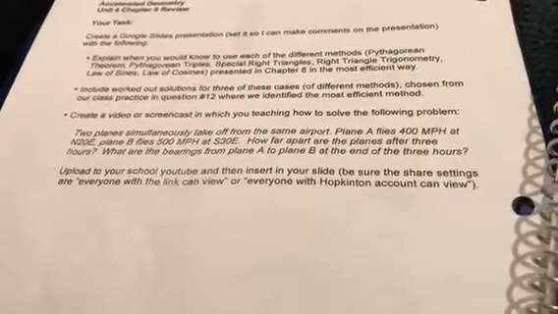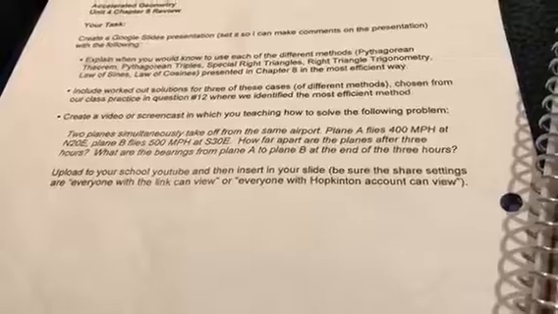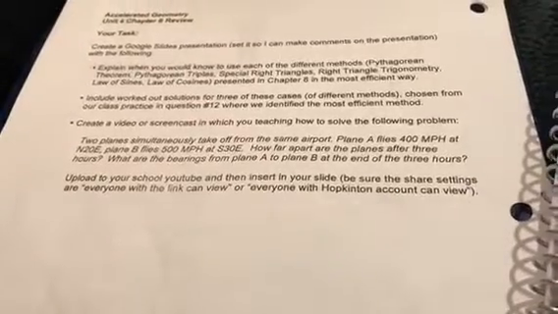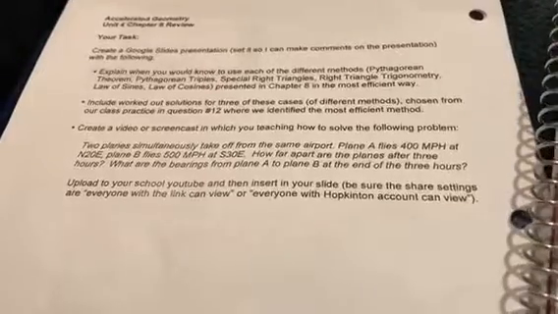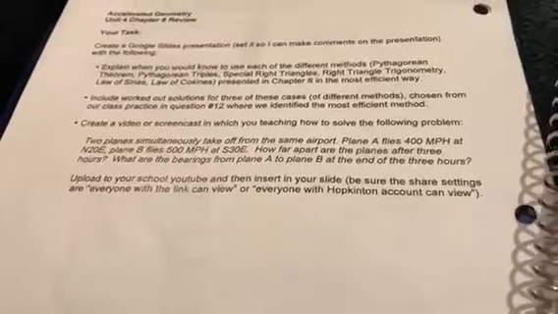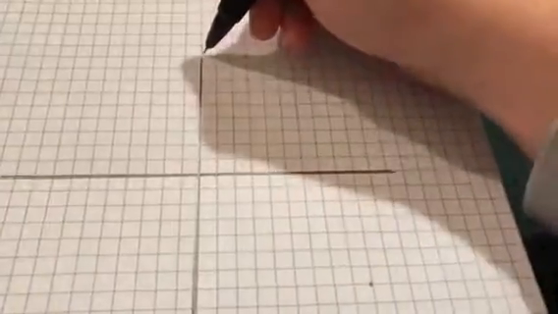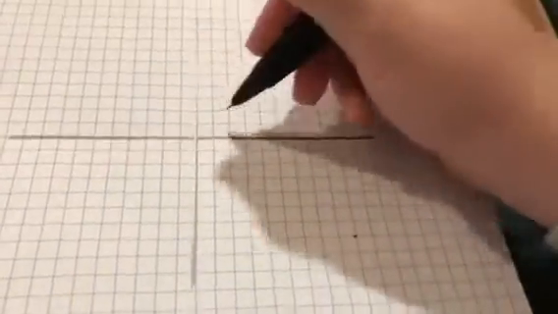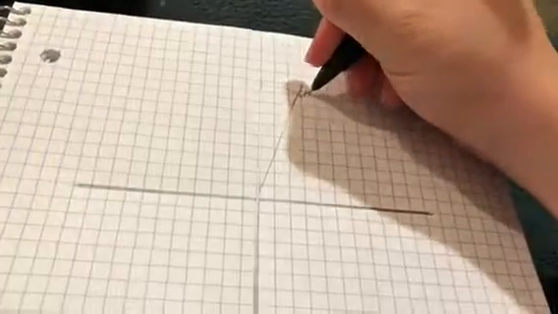So today we're going to be solving this problem with the bearings and the planes. To start off, we need to plot where the planes are going to be. The bearings for plane A are north 20 east. To plot this, we go north and we go 20 degrees to the east, and we make a line out to it. Let's make that point A.